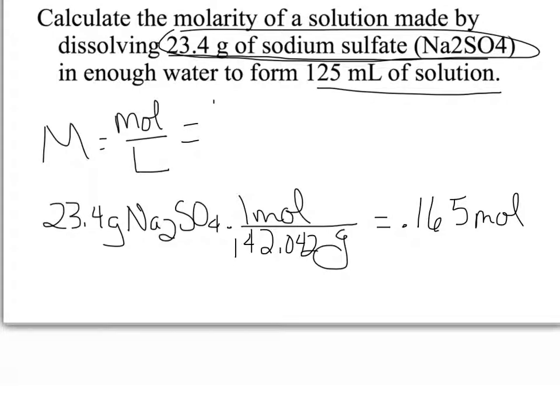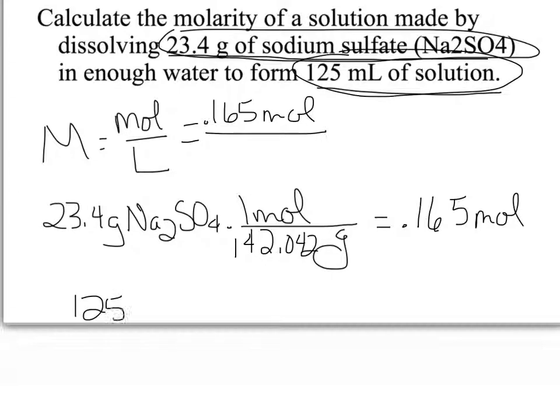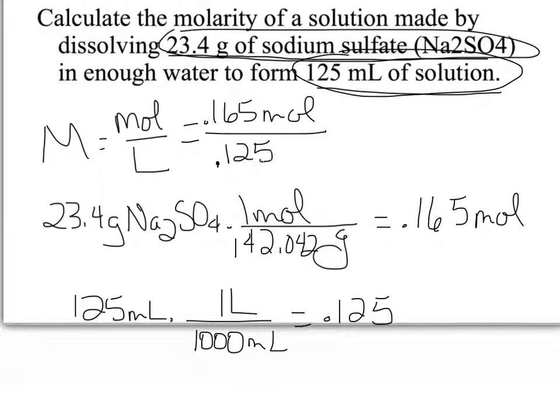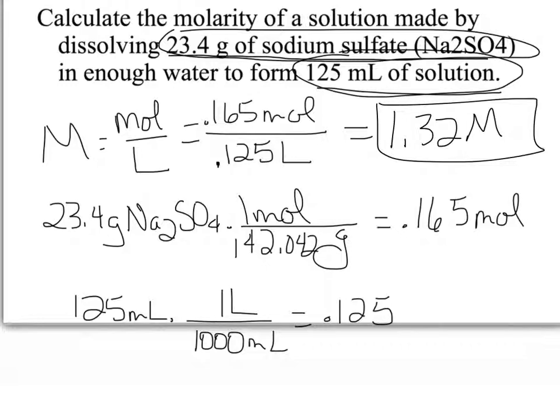So I'm going to fill it in up here. 0.165 moles per liter. Now I'm in milliliters. So 125 milliliters, and there's 1,000 milliliters in 1 liter. So I would get 0.125, and that goes here. Okay, when you divide this, I got 1.32, and then we label it just with a big M, molarity.